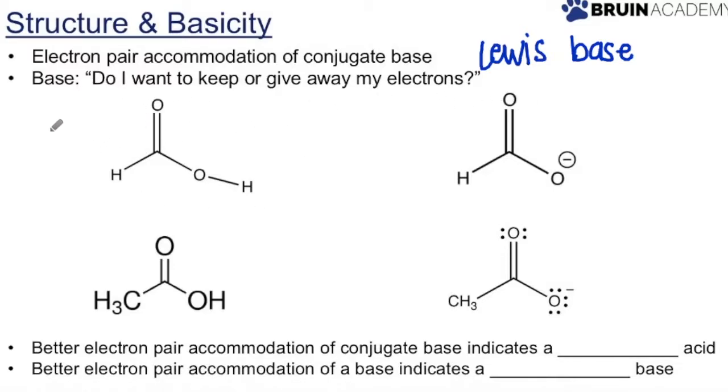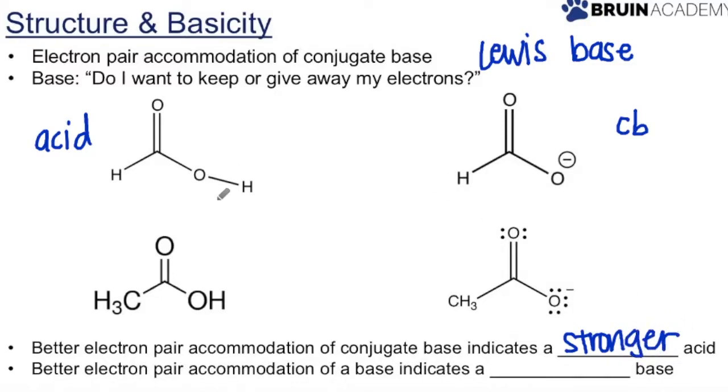Okay, so let's take a look at this molecule here. We have here the acid, and here we have its conjugate base. So if we were to deprotonate this molecule here, we would get this molecule. Okay? And so when you have something that can better accommodate electrons, this indicates a stronger acid.